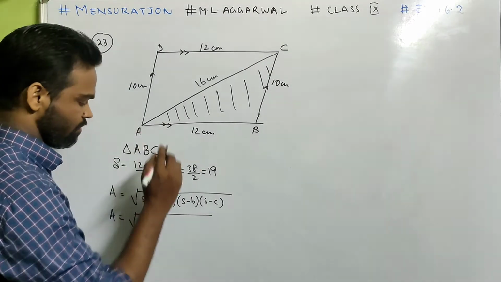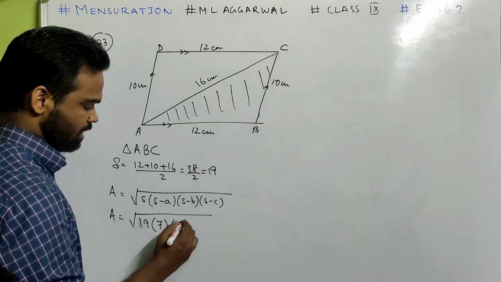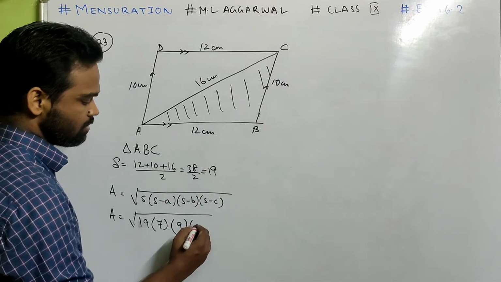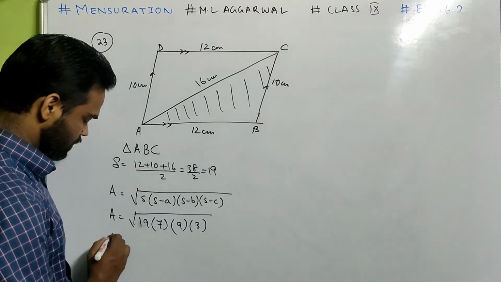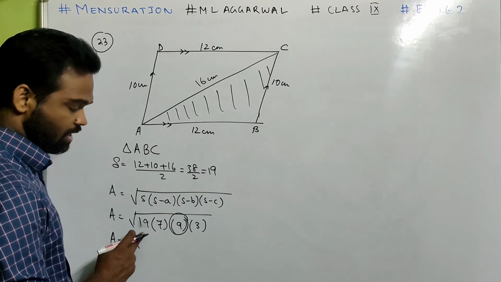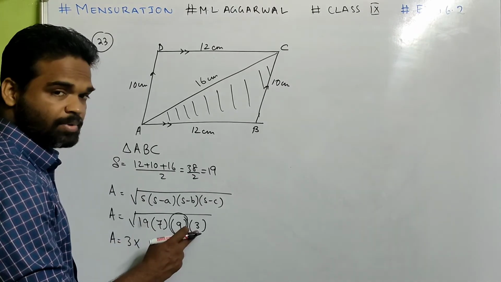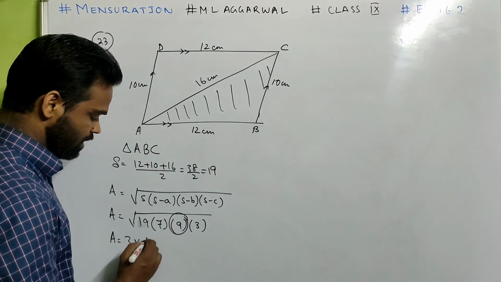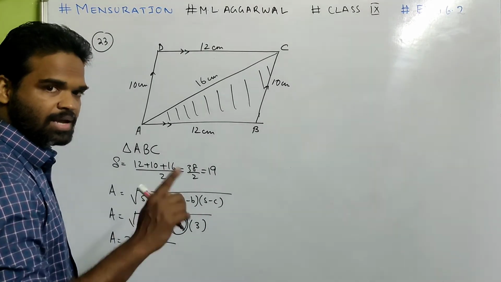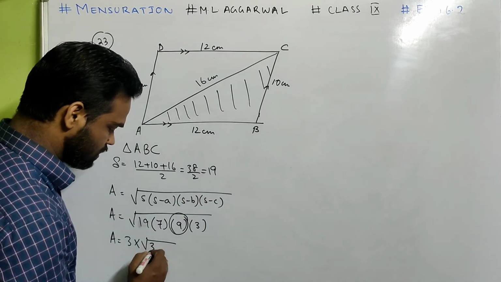First side is 12. So 19 minus 12 is 7. 19 minus 10 is 9. And 19 minus 16 is how much? 3. Now look carefully. Area equals square root of 9 is 3. 19 is a prime number, doesn't have a pair. 7 is a prime number, doesn't have a pair. 3 is a prime number, doesn't have a pair. So they will remain inside. 7 threes give you 21. 21 multiplied by 19 is 399.